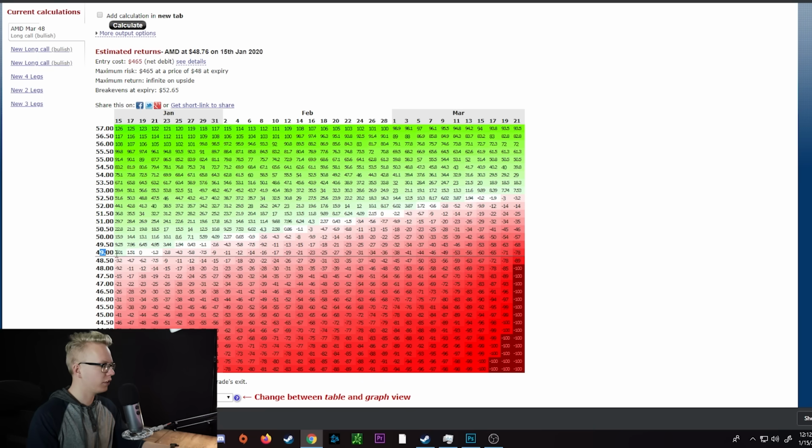But notice this black line right in the middle, that's the current stock price. Notice how this red starts bleeding up into the upper half. So if right here, when you're making $14 today, the stock price stays at 49 through January, through February, through March, all of a sudden you're going to be down $304. You're going to be down a lot of money. And that is because of that convergence, that premium decay.